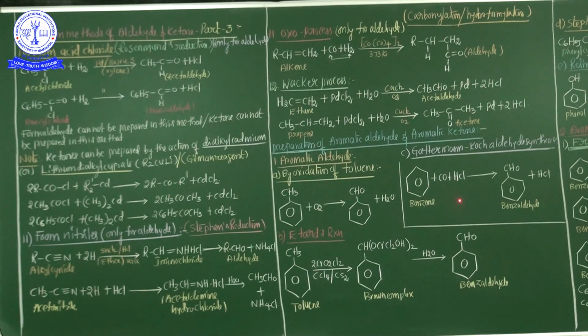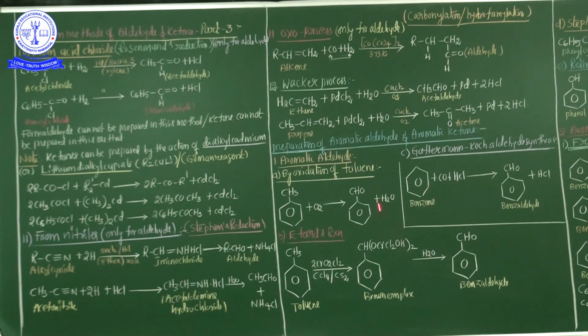See my dear students, now here this is the benzene, carbon monoxide, additionally HCl in the presence of AlCl3, write down here AlCl3 or Cu2Cl2, copper chloride, and now benzaldehyde is formed, additionally HCl also released. So this is the Gattermann-Koch aldehyde synthesis process. Named reaction, again I'll say named reactions are most important.